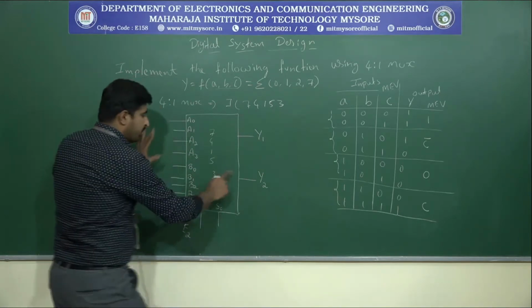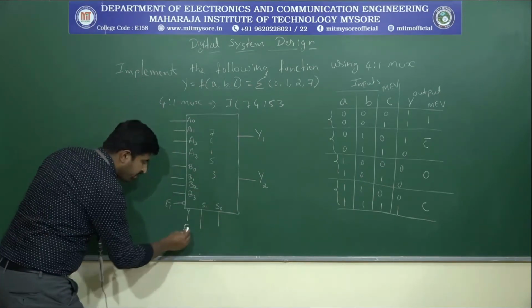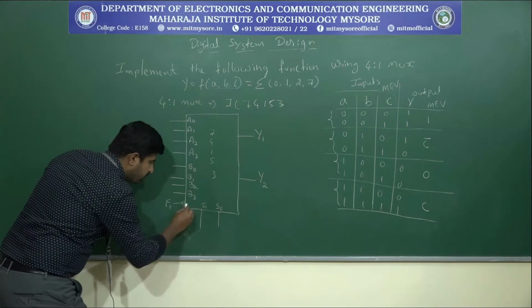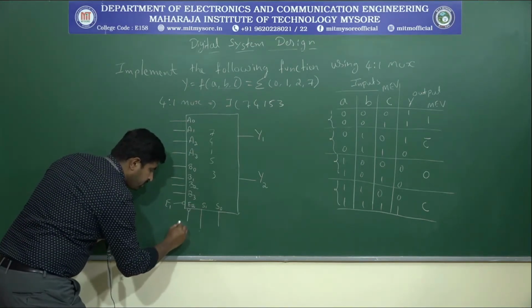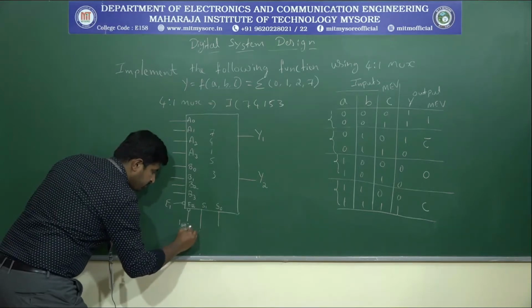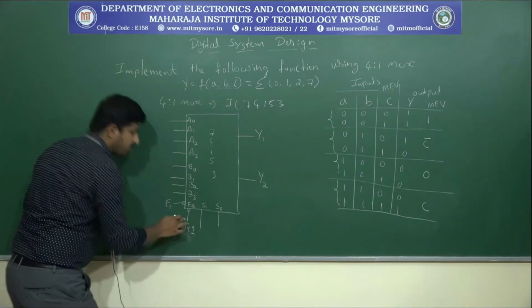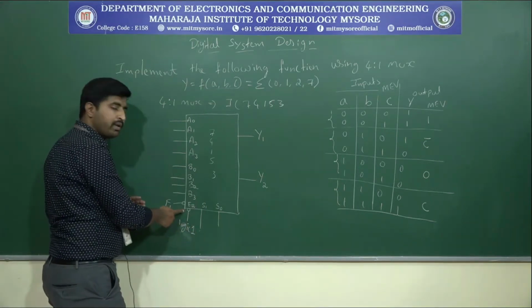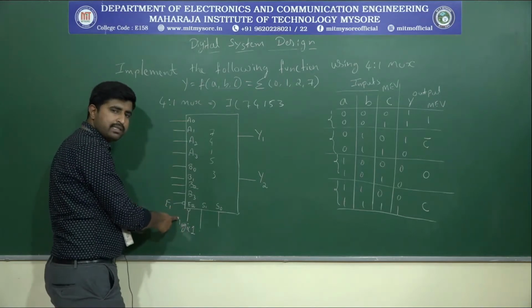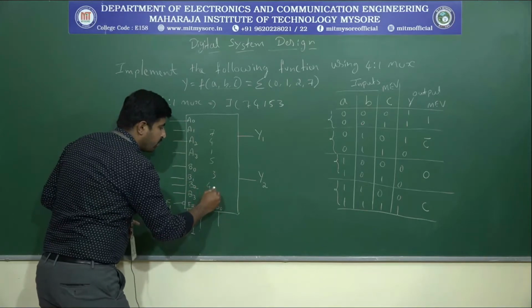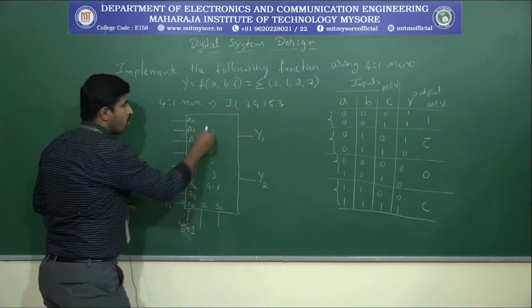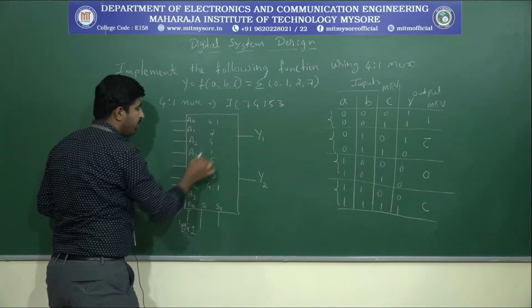So that means we need to disable this one. So I will give a logic 1 to the E2. So this is E2. So I will give a logic 1. So when I connect a logic 1 here, this is an active low pin. When you give a logic 1, it will be disabled. So this will be disabled, which means this 4:1 mux will be inactive. Only this 4:1 will be active.